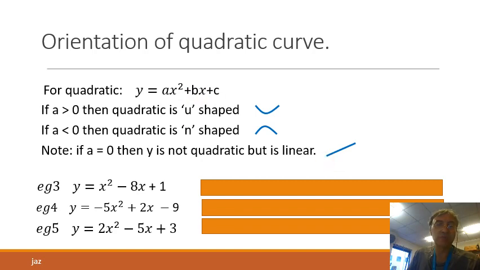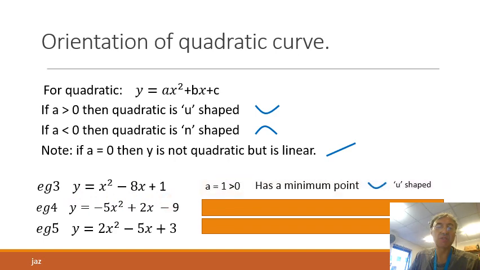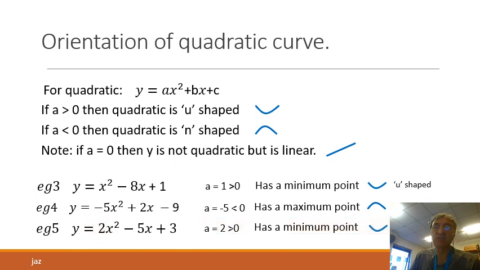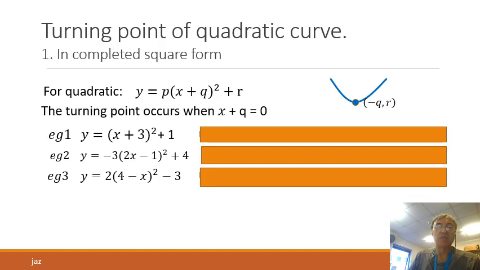So let's look at some more examples. y equals x squared minus 8x plus 1. With that, the coefficient of x squared is 1, so we have a minimum point. It's U-shaped. For y equals minus 5x squared plus 2x minus 9, a is less than 0, it's minus 5, and so we have a maximum point. And for y equals 2x squared minus 5x plus 3, the coefficient of x squared is 2, that is positive, and so we have a minimum point. I hope that's clear.